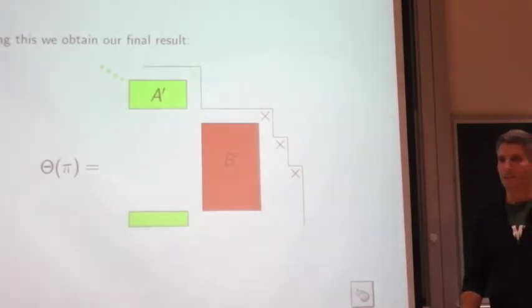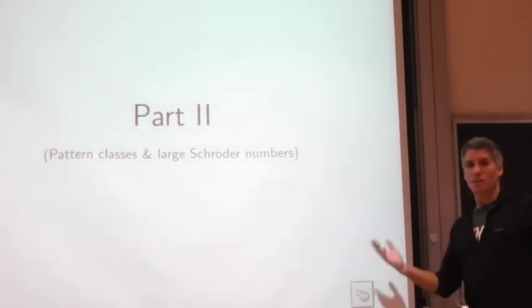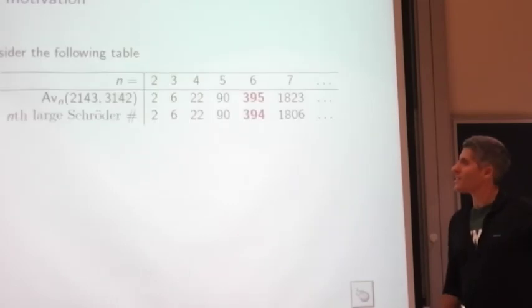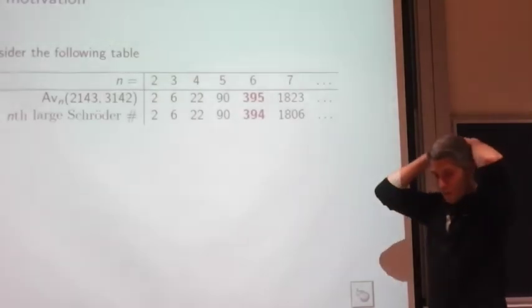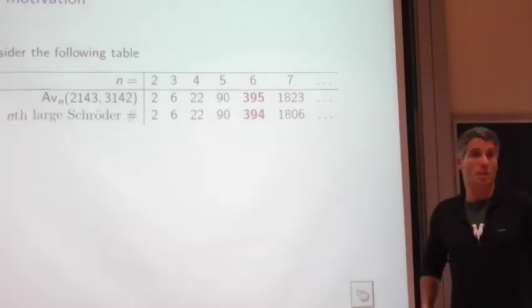Okay, so that's it. Part two: the large Schroder numbers and permutation patterns. That's the gist. Let me motivate this with these numbers. We're going to switch gears, but it'll come back to similar pictures.